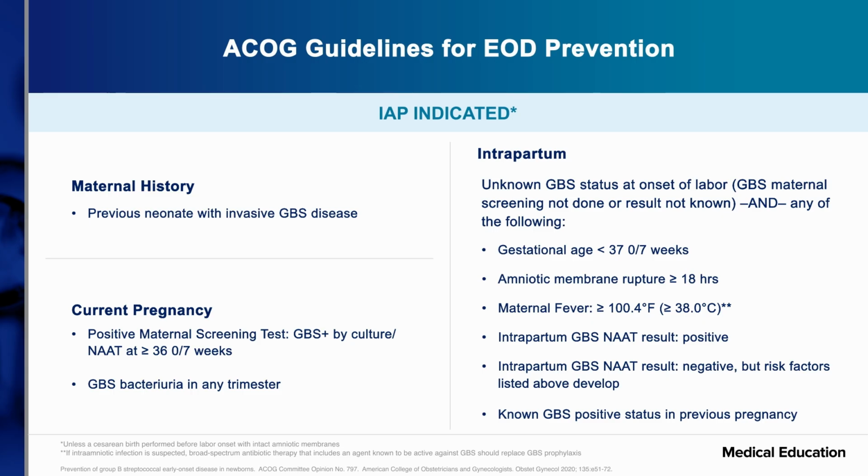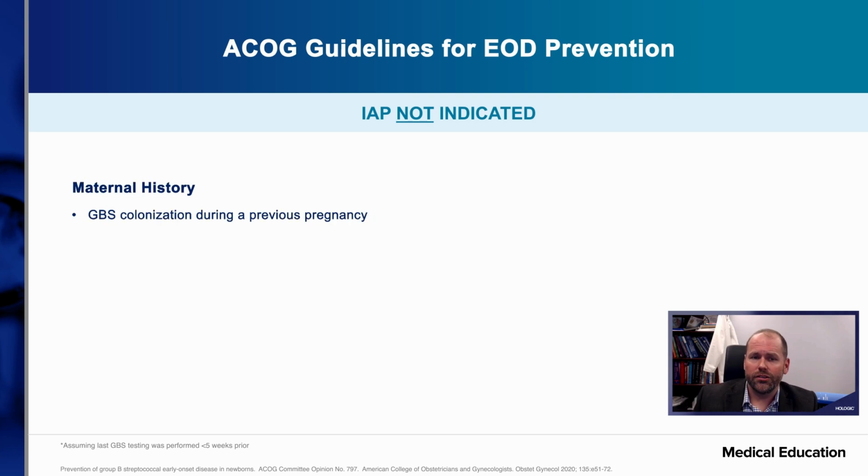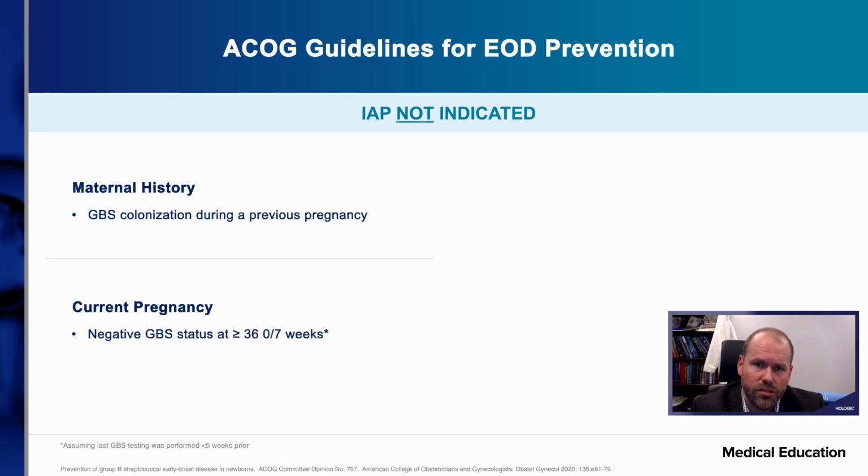So that's when it's indicated. When is it not indicated? IAP is not indicated just because there's a maternal history of GBS colonization. So colonization without disease, just because a mother was colonized doesn't mean the mother is still colonized, and it wouldn't be an automatic IAP. There needs to be follow-up testing to see the current pregnancy. And so in the current pregnancy, if a negative group B strep result is given at greater than 36 weeks, we know that GBS is not present, and so IAP would not be indicated.